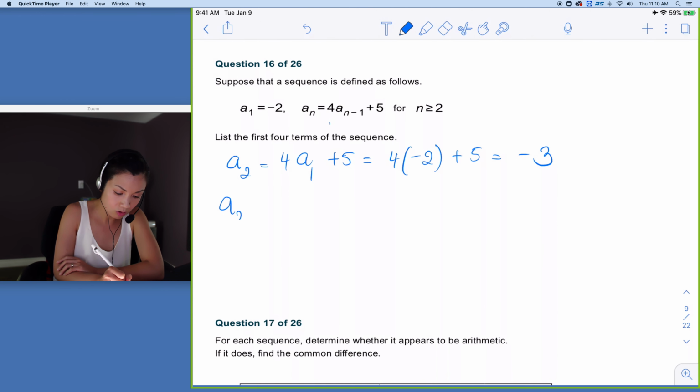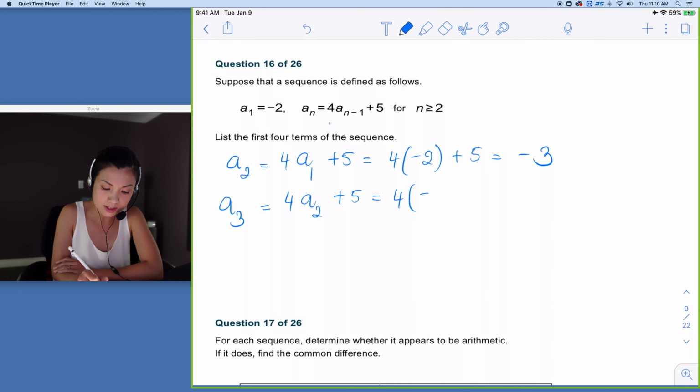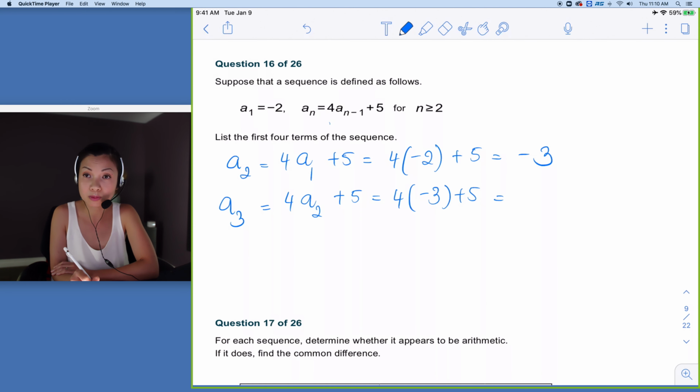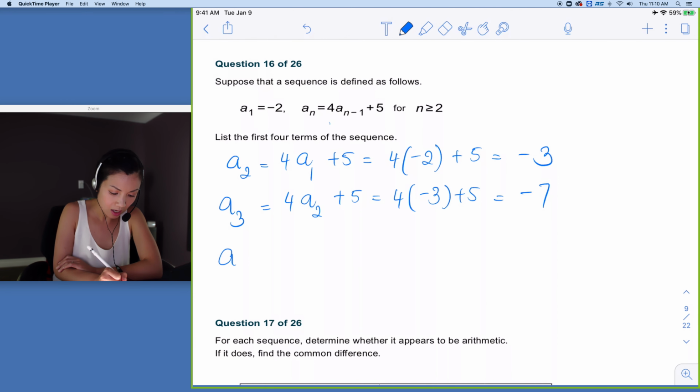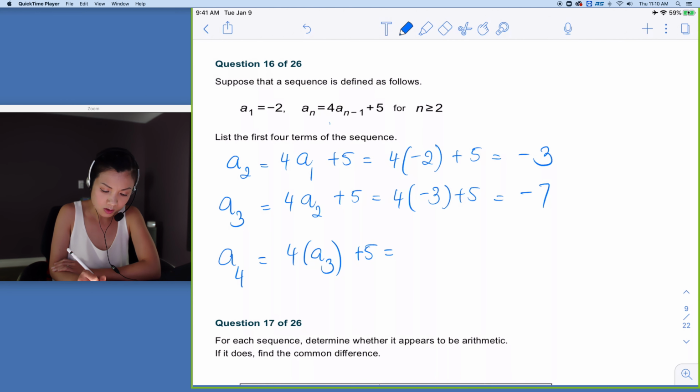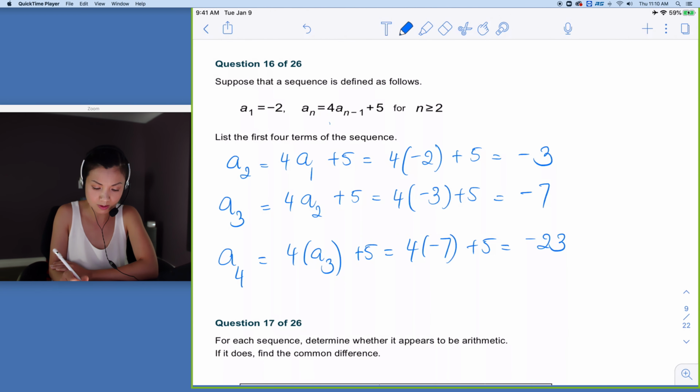And then a3 is going to be 4 times a2 plus 5. So it's 4 times a2, which is negative 3, plus 5. So it's negative 12 plus 5. It's negative 7. a4 is going to be 4 times a3 plus 5. So we have 4 times negative 7 plus 5. So it's going to be negative 23.